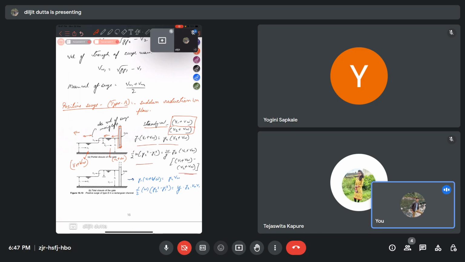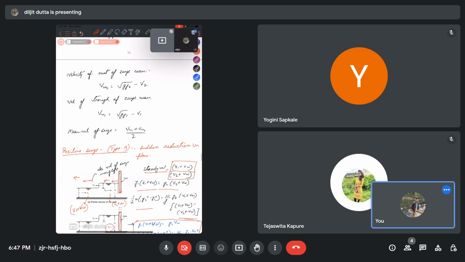So the second case is when the gate is completely closed, not partially closed. When the gate is completely closed, in that case v2 will be 0. So the continuity equation will be the same, just replacing the velocity v2 by 0, and everything else is the same. So this is type A and type B positive surge.